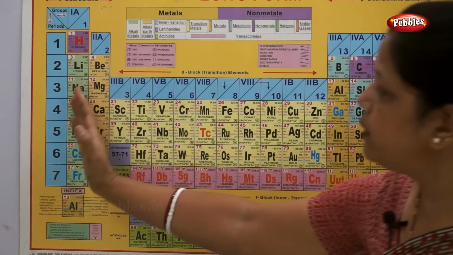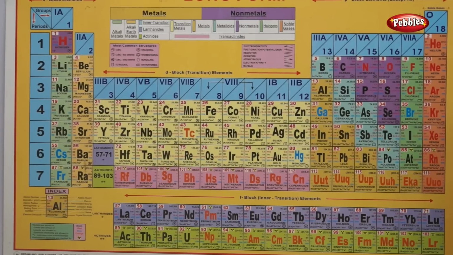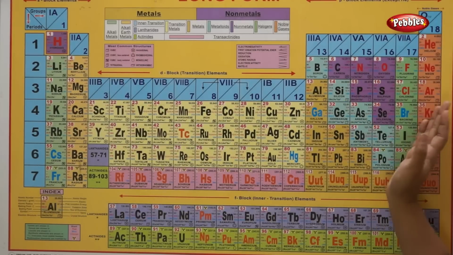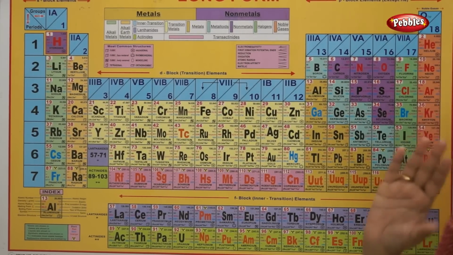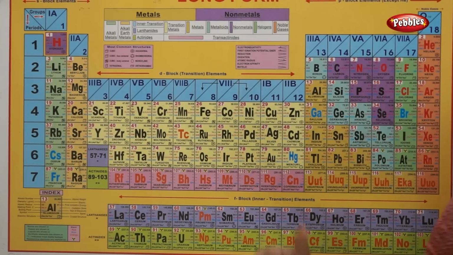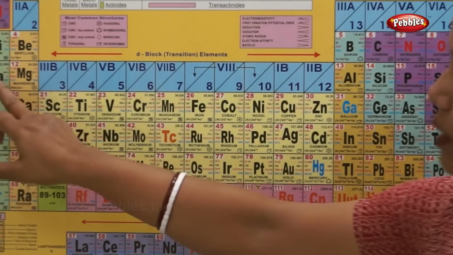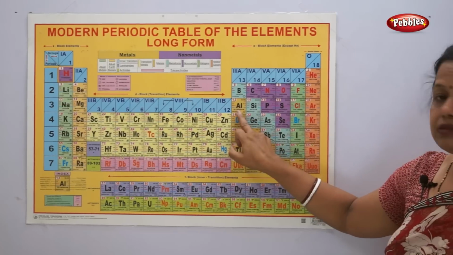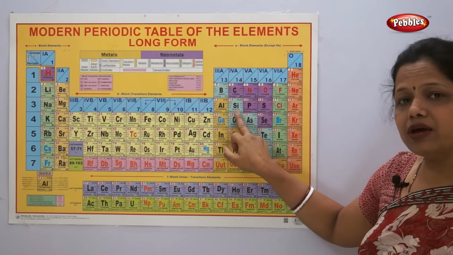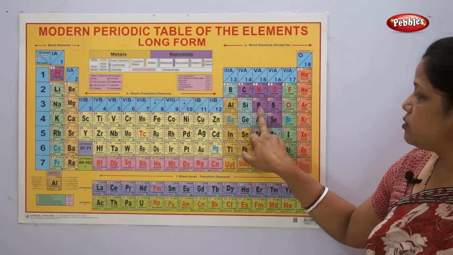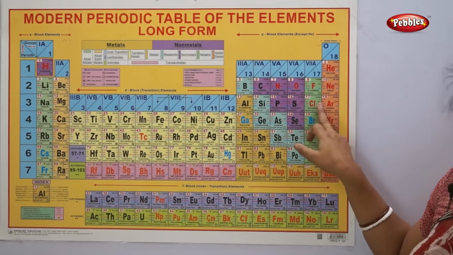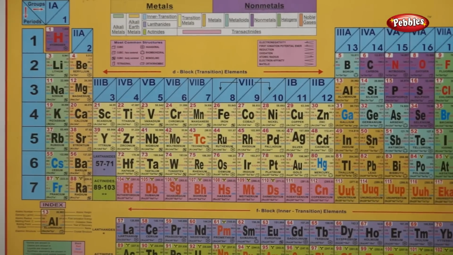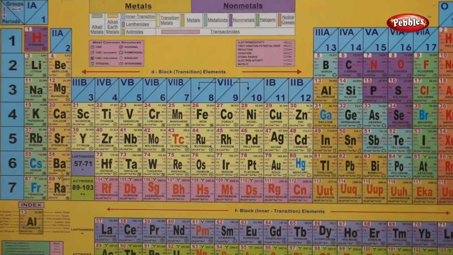What happens when I go from left to right in a period? What happens to the atomic size or the atomic radius? When I go from left to right, I said the number of shells does not increase, but only the number of valence electrons increases. Here the valence electron was 1. Here it was 2. Here it was 3. Here the number of valence electrons was 4. Here it was 5. Here it was 6. Here it was 7. That means from left to right in a period, the number of electrons in the last orbit goes on increasing.